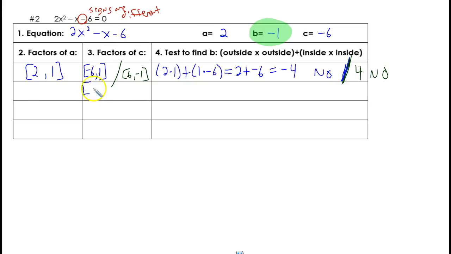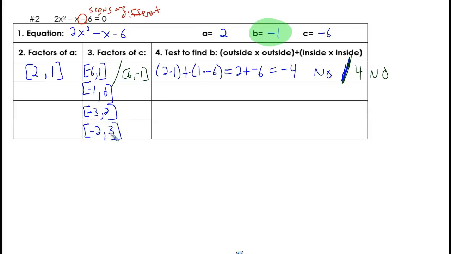Actually, I should have listed these factors of C out. So we remember, once you find negative 6 and 1, you change the order. So we'll do negative 1 and 6. And of course, 3 and 2, so negative 3 times 2. And we switch the order to get negative 2 and 3.